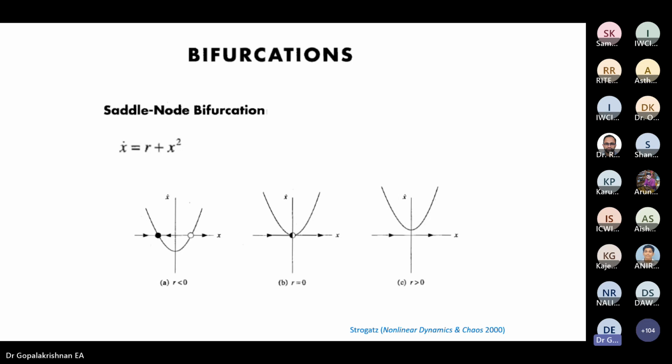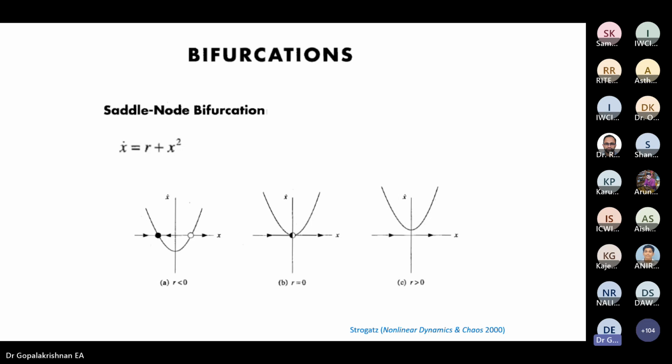So if you are on the black dot, and you try to perturb the system by giving some initial condition plus delta x or minus delta x, whatever it could be, even if it goes to the right side, it is going to come back to the black spot. Even if it goes to the left side, it is going to come back to the black spot.